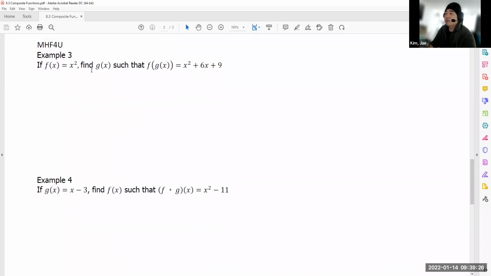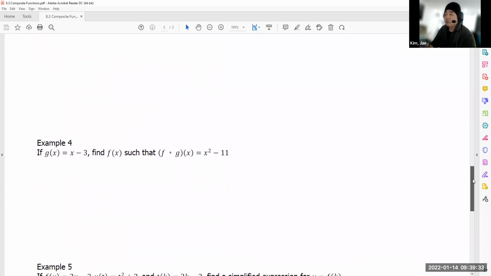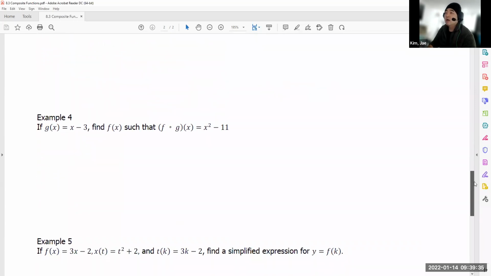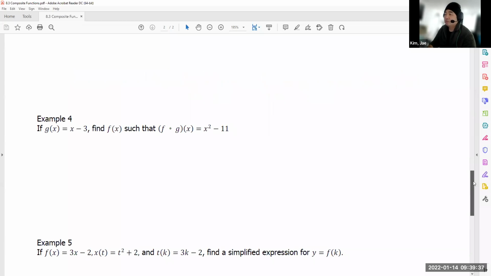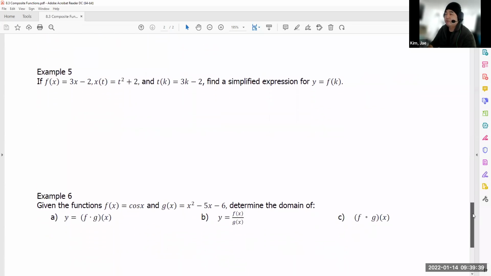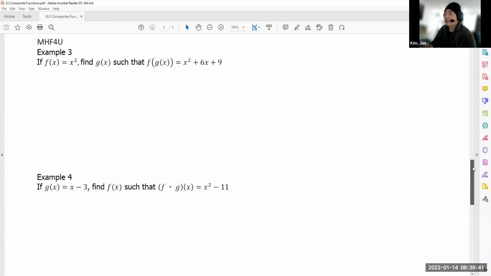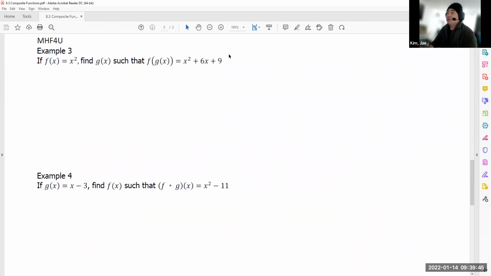Example 3. Sure, important. A different style of question. Example 4. Similar style question, but I think it's worthwhile doing. And example 5, you know what? They're all worth doing. So today, I might end up doing this entire sheet, which means we might have to extend a little further before I set you off on a break, okay?